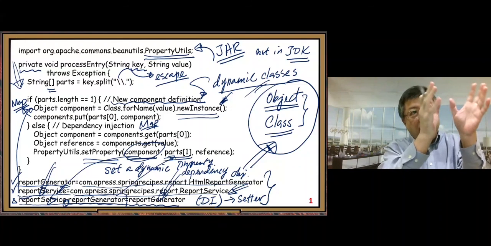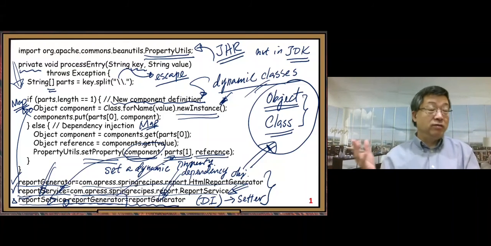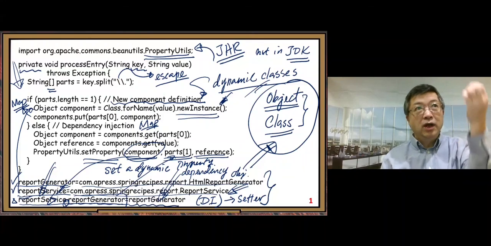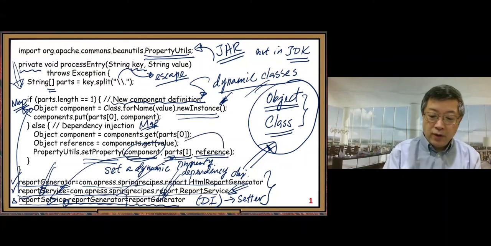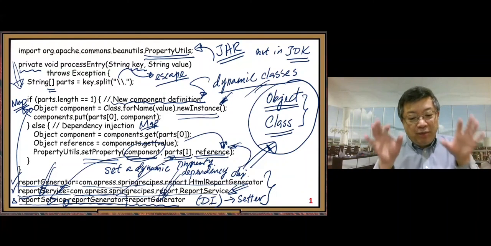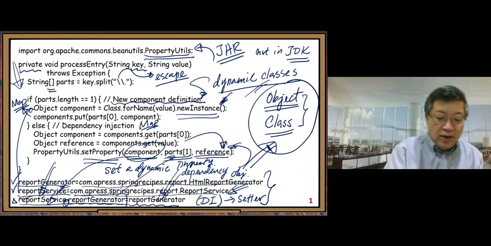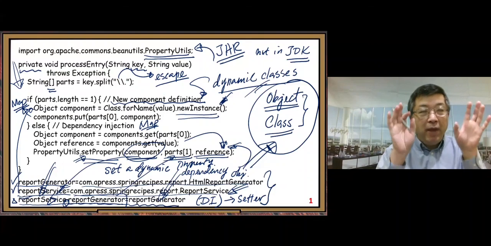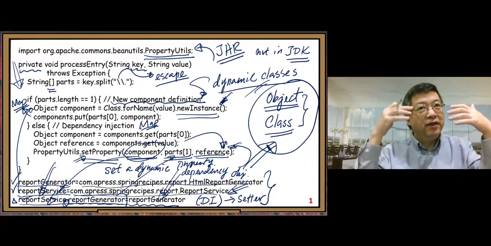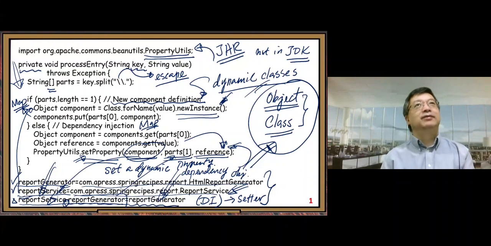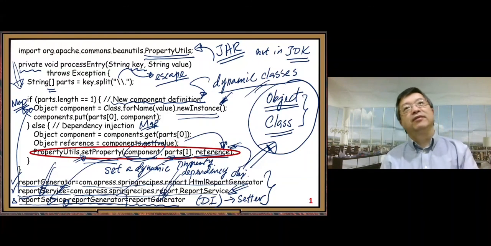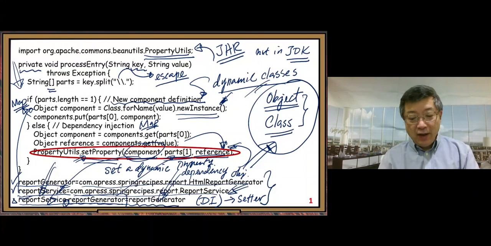Now you have the property name, but you also need the property object, the instance of the property. It's an object, so it's a dependency object. The reference here is the dependency object. You also want that. So you put all these three things in this setProperty method, and you can set a dynamic property. In this way, you set a dynamic property. That's the special thing this PropertyUtils can do.